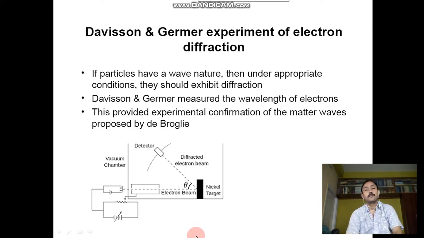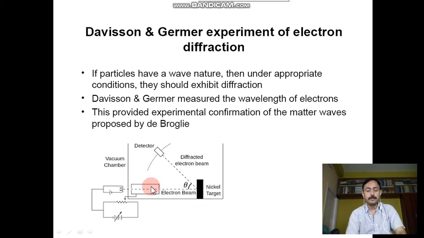Davisson-Germer experiment of electron diffraction. If particles have a wave nature, then under appropriate conditions, they should exhibit diffraction. Davisson and Germer measured the wavelength of electrons. This provided experimental confirmation of matter waves proposed by de Broglie.